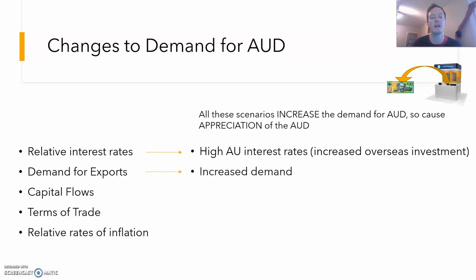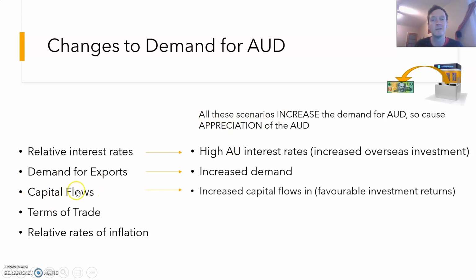Move on to the next one, demand for exports. This one should be relatively straightforward. This is the one we kind of did in the coal example before. If there's an increased demand for Australian exports, well, that means that there's going to be more customers from overseas markets going to the foreign exchange office and buying more Australian currency. It's going to be less scarce, so therefore it's going to appreciate the Australian dollar.